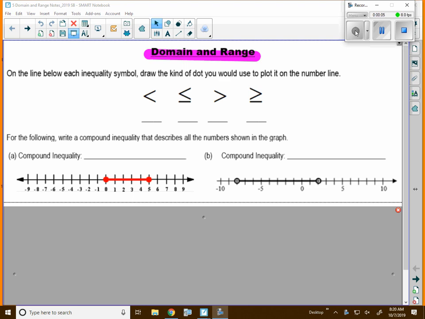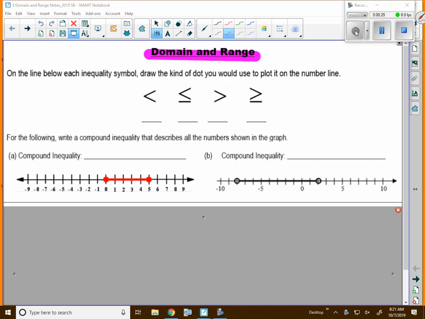Okay, we're going to do domain and range today. Tell me something that you know about domain and range. Yes, okay, so he said domain and range correspond to x and y. Which one corresponds to x? Domain. Yes, and range corresponds to y.